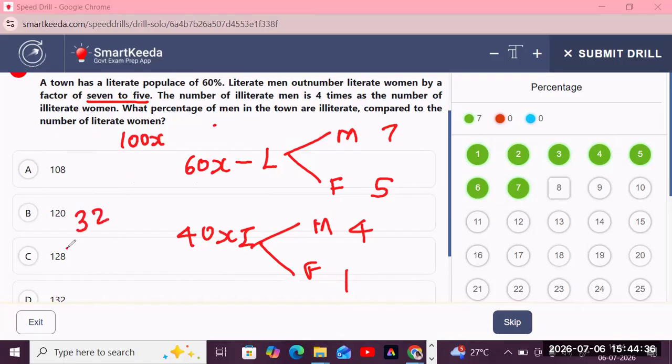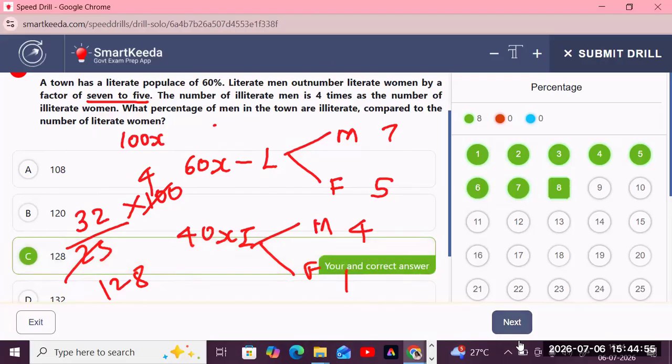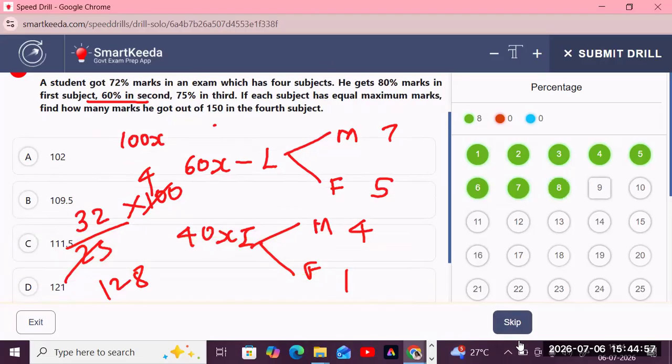3, 5, 8, 32. Compared to the number of literate women. Compared to the number of literate women. 128. See, the ratio is given but in words.